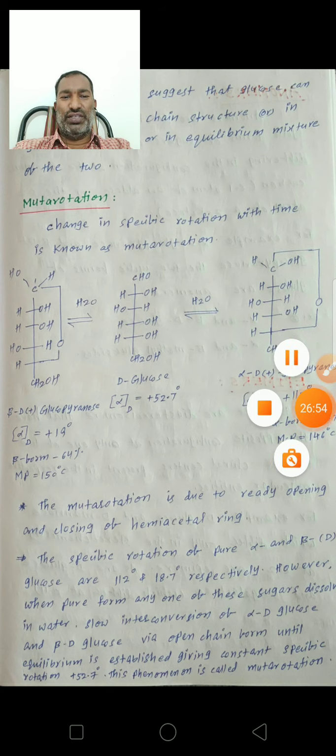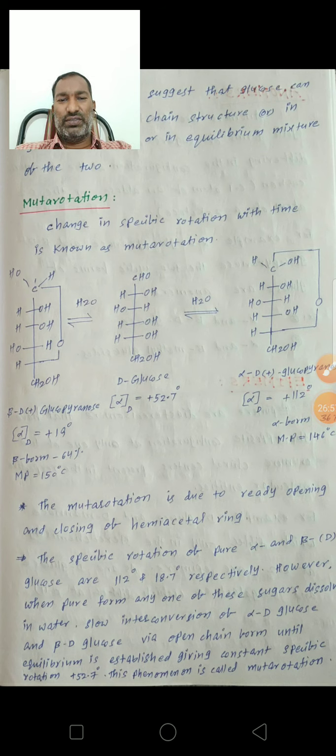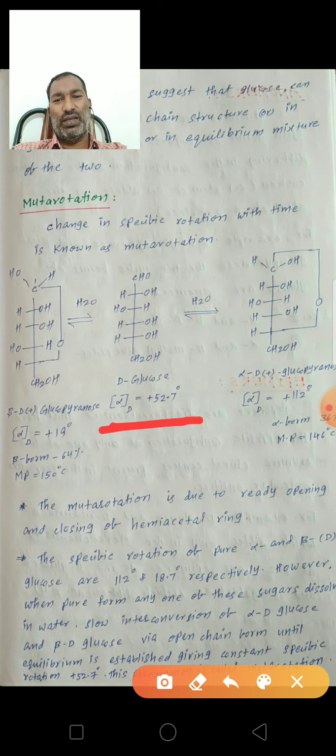Next, mutarotation. See the definition of mutarotation: change in specific rotation with time is known as mutarotation. Here, this is the open chain, straight chain structure of D-glucose. The specific rotation of this open chain structure is plus 52.7. This plus means dextro rotation, or clockwise direction.